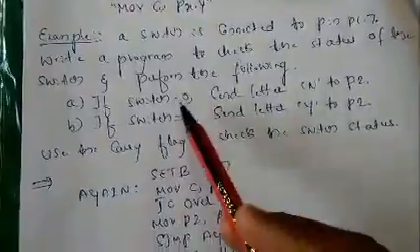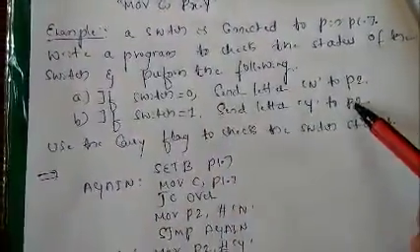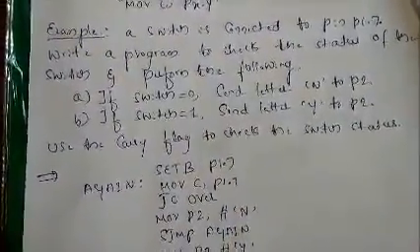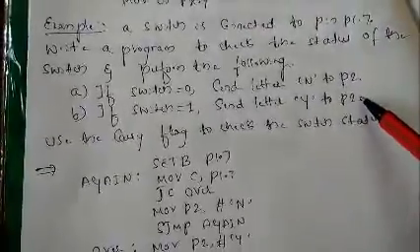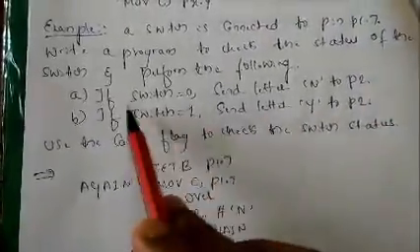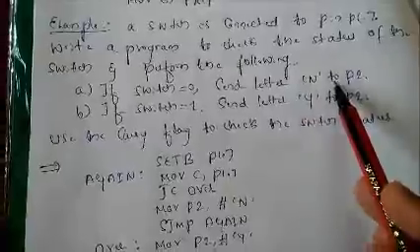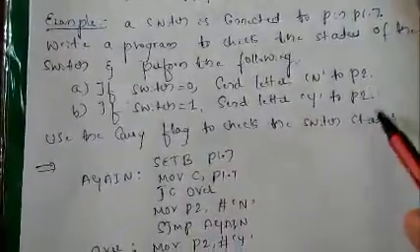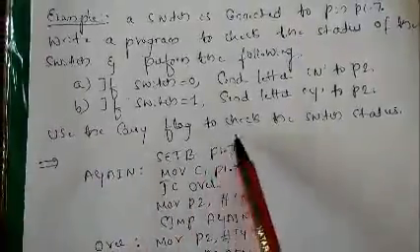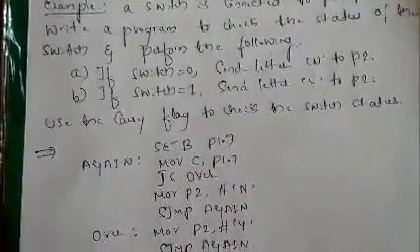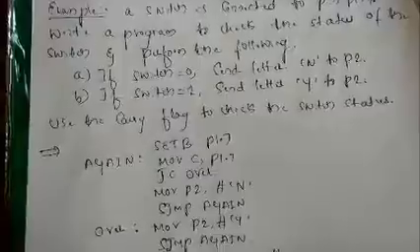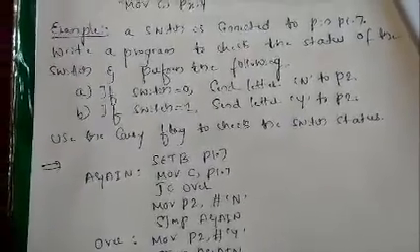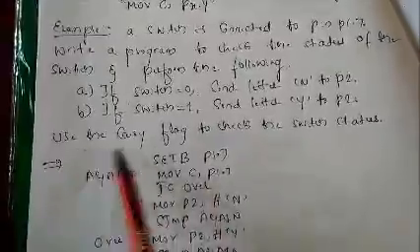So you can see the example here. This is the same example we saw just previously, which I have written one more time. Same thing here: if the switch is 0, send the letter N to P2. If the switch is 1, send the letter Y to P2. Same, but use the carry flag to check the switch status. So instead of using JB and JNB, how do we write the program using the carry flag? It is clearly mentioned: use the carry flag.